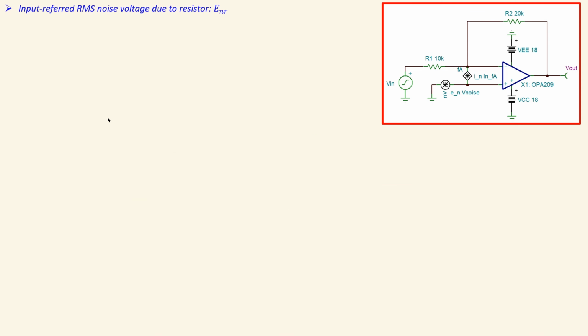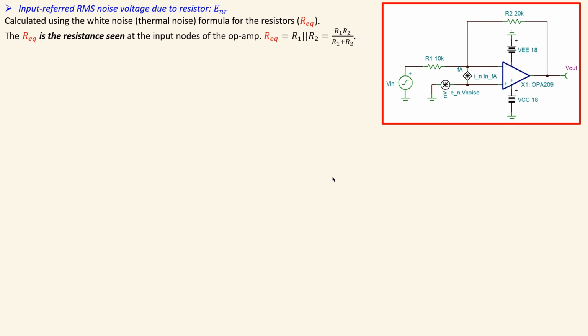Let's now move to the third part, which is the noise contribution at the input due to the resistors only, which is the thermal noise voltages. So to calculate using the white noise or the thermal noise formula for the resistors, in this case of course we have two resistors, but we can also take the equivalent value of that one, and that is again seen at this node to make the calculations much easier.